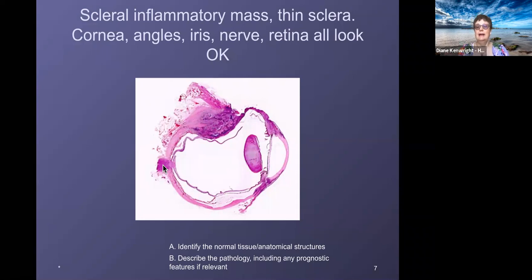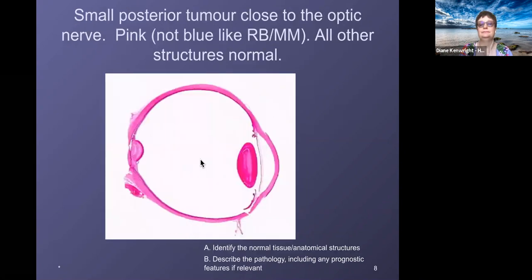So here, identify the normal tissue and anatomical structures. Well, probably the cornea is normal. And then the sclera here, here, and here is markedly inflamed. The iris is probably normal. The lens is probably normal. And the retina and optic nerve is normal. So already at low power, we know we've got to work out what scleritis this is. And this is in fact a rheumatoid scleritis.